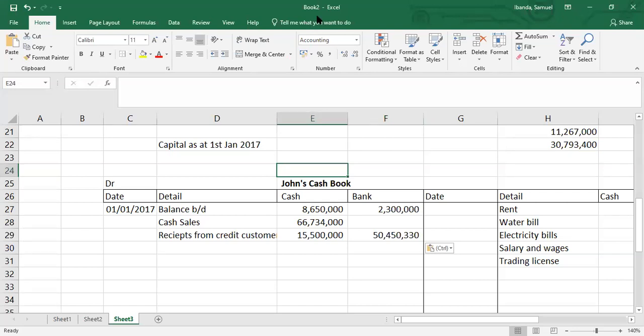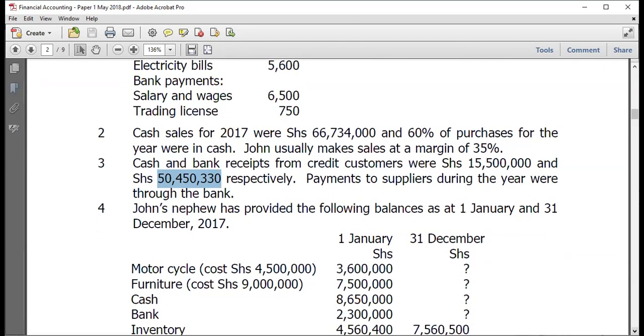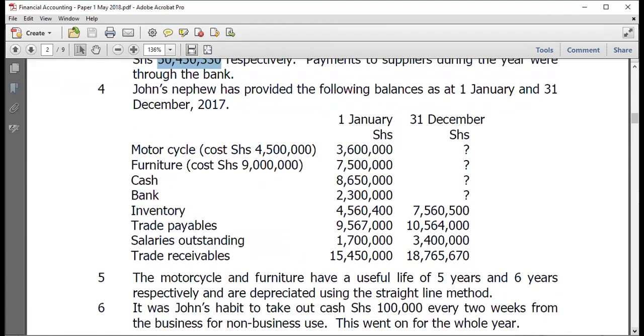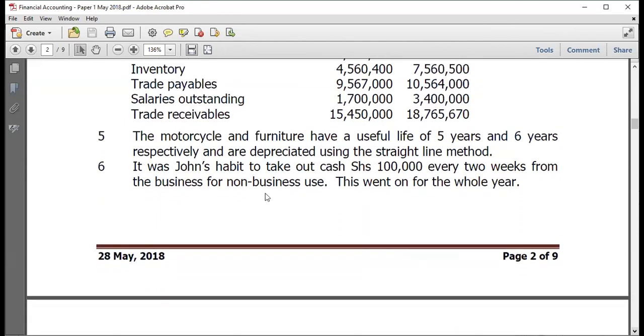Then I'll move to here. Remy John's nephew provided the following balances. These balances are not relevant for me now to include in the cash book. They are basically balances. The motorcycle has a useful life of 5 years, not relevant at the moment. There's something here where they're saying that it was John's habit to take out cash, 100,000 every 2 weeks from the business for non-business use, okay? And they're telling us that this went on for the whole year. So these are drawings, and drawings have to be catered for in our books of accounts, okay?